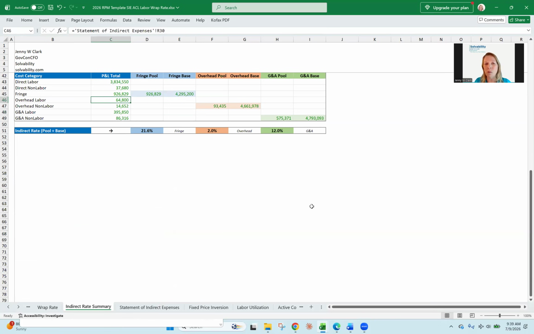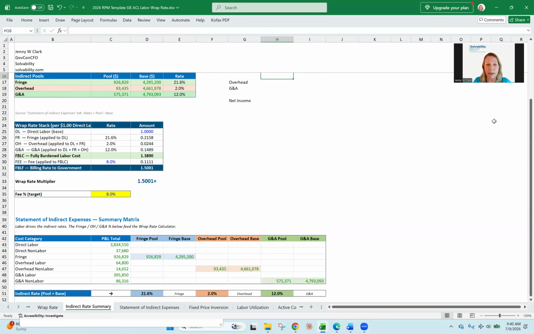My overhead pool, which could have some labor and some non-labor, is the 93,000 divided by the overhead base, which happens to be direct labor plus fringe. And then G&A is your corporate expense. And I've got G&A labor, that would be HR, accounting, the executive of the company, the CEO of the company. All of those costs are running the company, are part of it. And then G&A non-labor, as I mentioned, would be banking fees, legal fees, professional services, things like that. And there is my calculation.